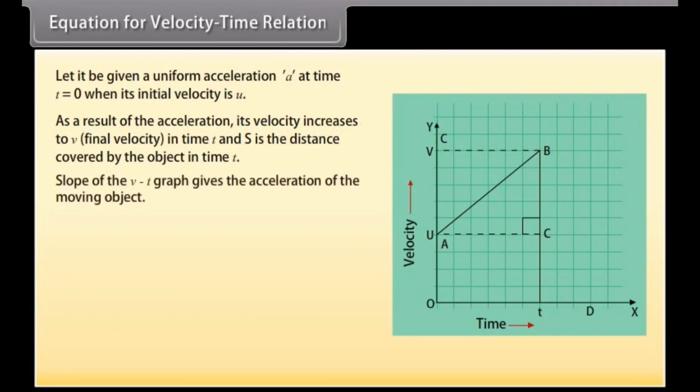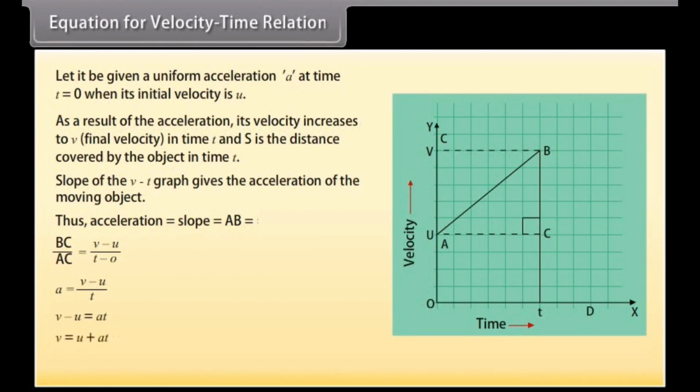Slope of the v-t graph gives the acceleration of the moving object. Thus, acceleration = slope = AB/BC... = BC/AC = (v − u)/(t − 0), so a = (v − u)/t. This gives v − u = at, so v = u + at, which is the first equation of motion.